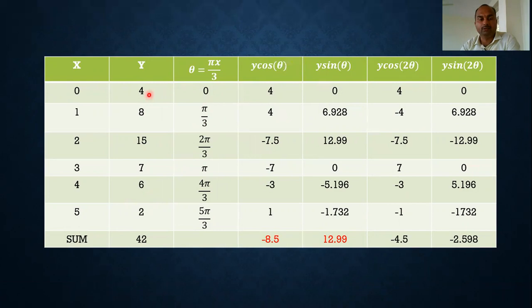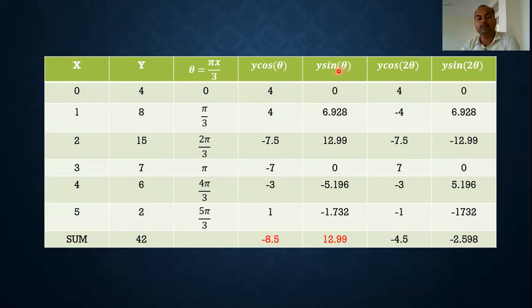Y cos theta: y is 4, cos 0, so 4. Then 8 into cos pi by 3, which is 4. 15 into cos 2 pi by 3, 7 into cos pi, 6 into cos 4 pi by 3, that is minus 3. 2 into cos 5 pi by 3, it is 1. So add all these values, and we'll get minus 8.5.